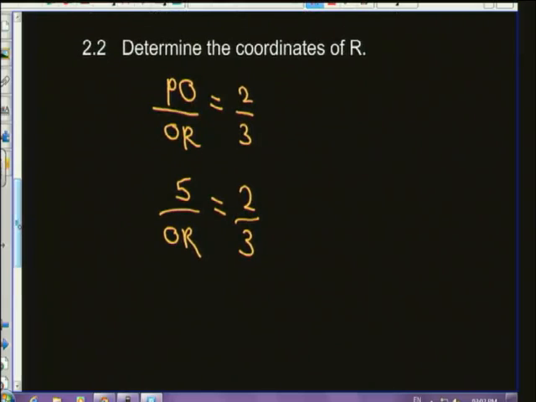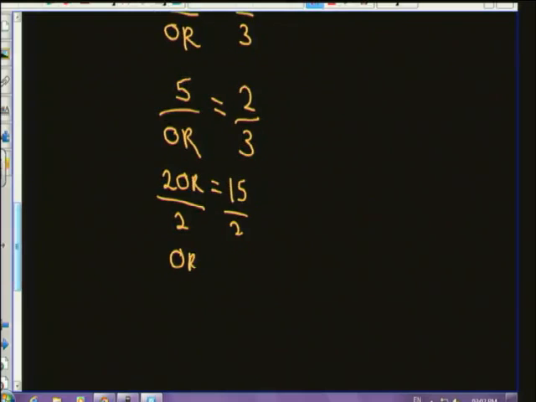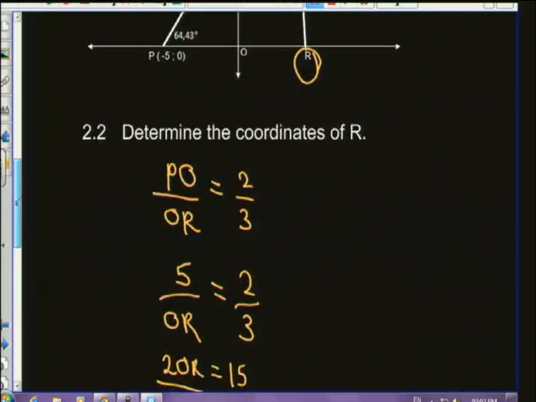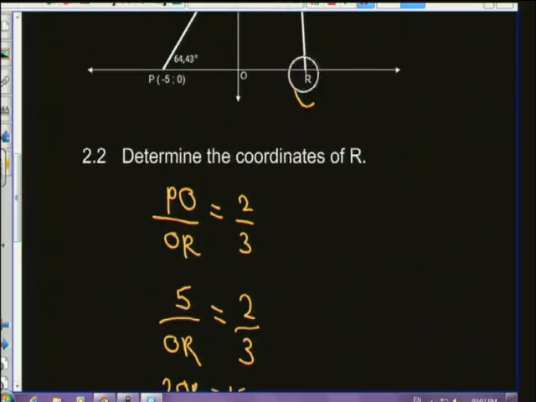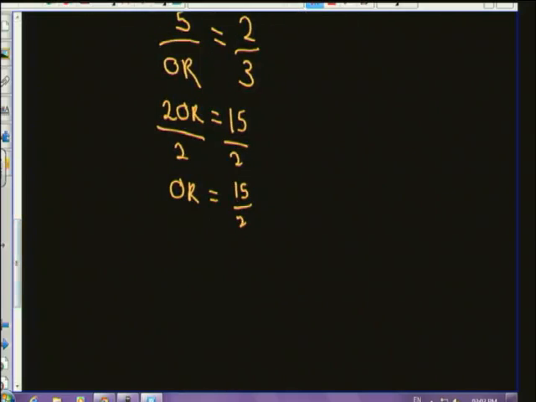Right? So if I cross multiply, we'll have 2 times OR is equal to 5 times 3, which is 15. I'm just cross multiplying there. Divide that by 2, divide that by 2. It means that OR is actually equal to 15 over 2 units long. Okay, so it means that the coordinates of R are 15 over 2 and 0. There we've answered the question. So therefore R is the point 15 over 2 and 0.